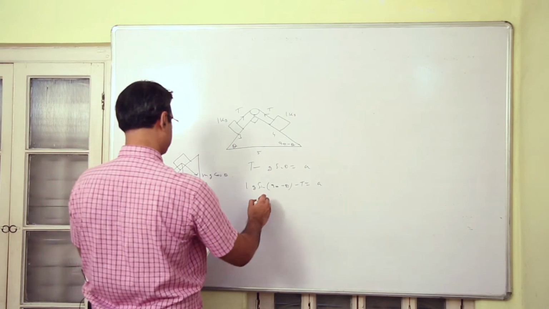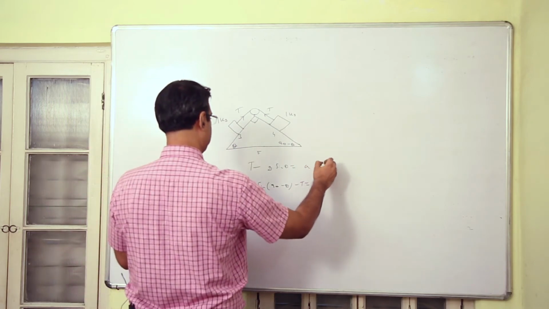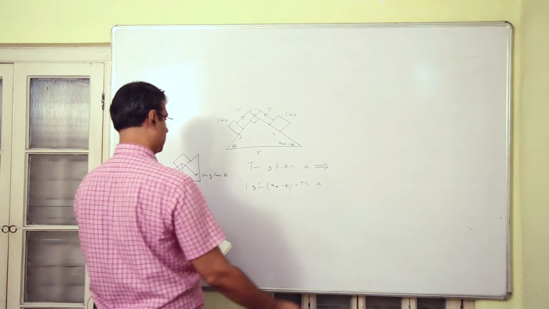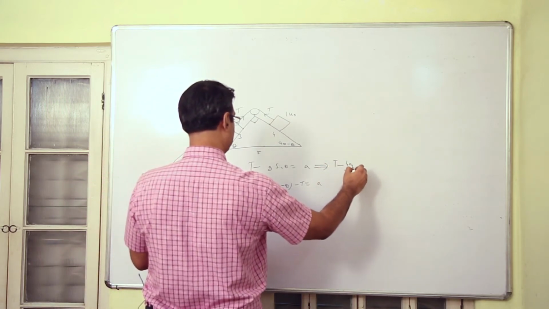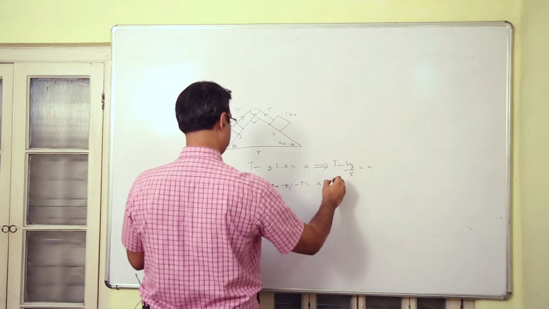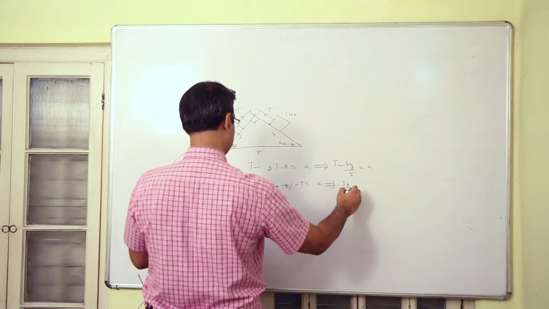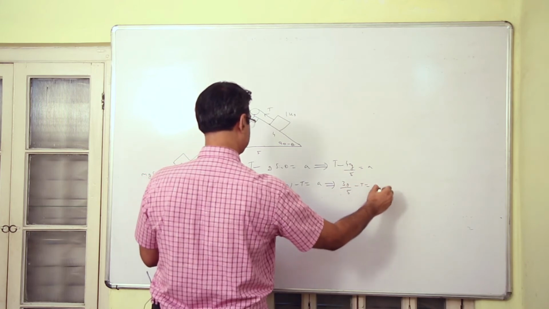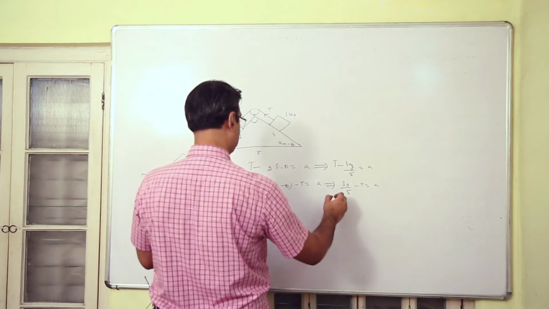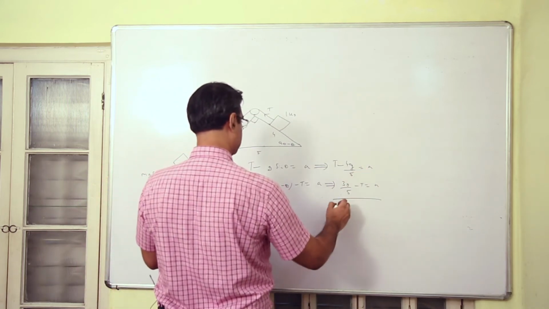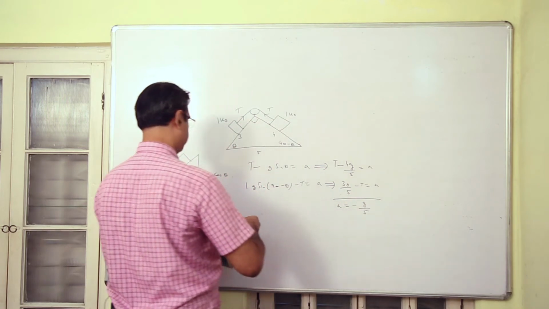So the first equation, if you look at this diagram, sin theta is 4 by 5, cos theta is 3 by 5. So T minus 4 by 5 g is equal to A, and if you look at the second one, then 3g by 5 minus T is equal to A. Now the question is that you have to find out what is A. So if you just add both of them, then A is minus g by 5.